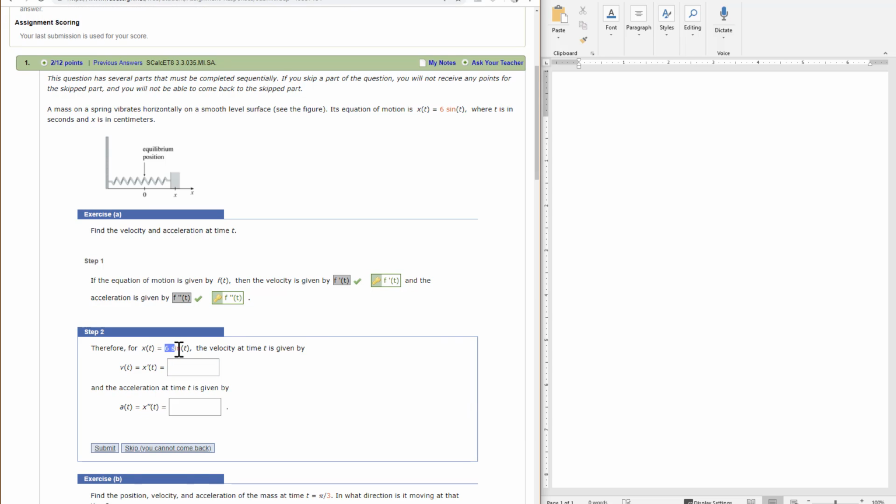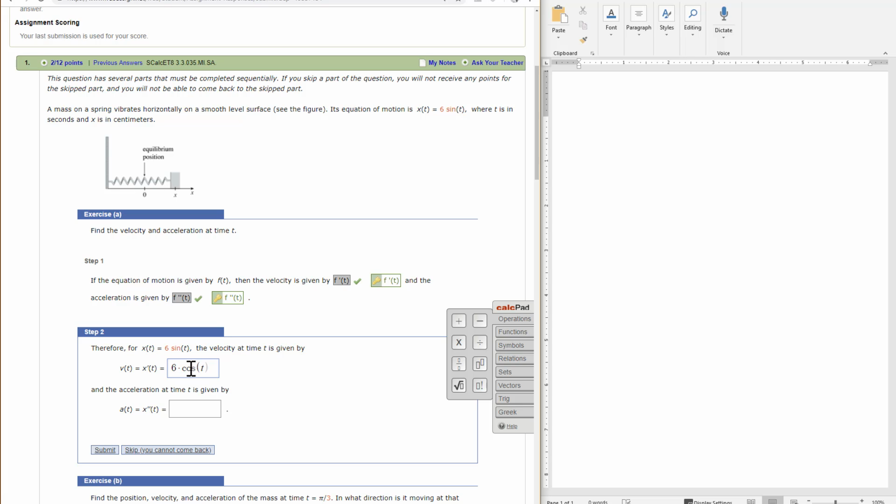Our first derivative is going to be the derivative of this 6 sine t function. Well, 6 is a constant, so we'll leave the constant out there. And then the derivative of sine of t is cosine of t.